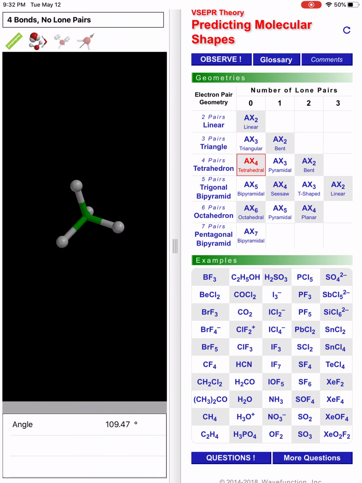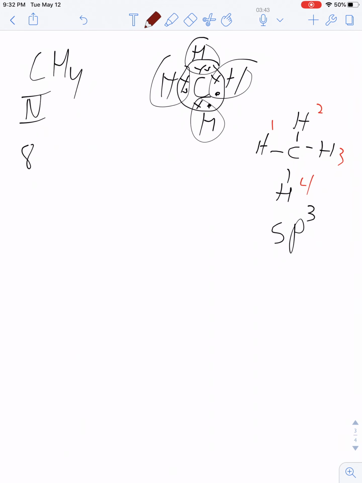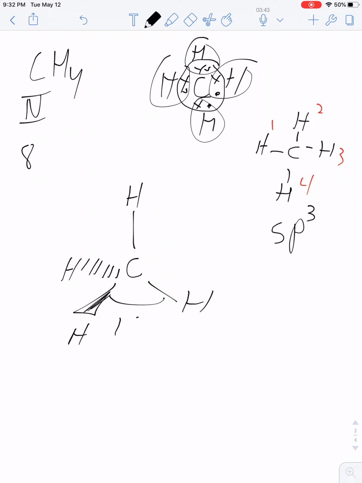Okay? So let's draw this in 3 dimensions. It takes a little practice. You have one atom going above, one atom coming out at you, one atom going behind, and one atom over here. And the angle is 109. It is symmetrical, and therefore it is non-polar. Okay?